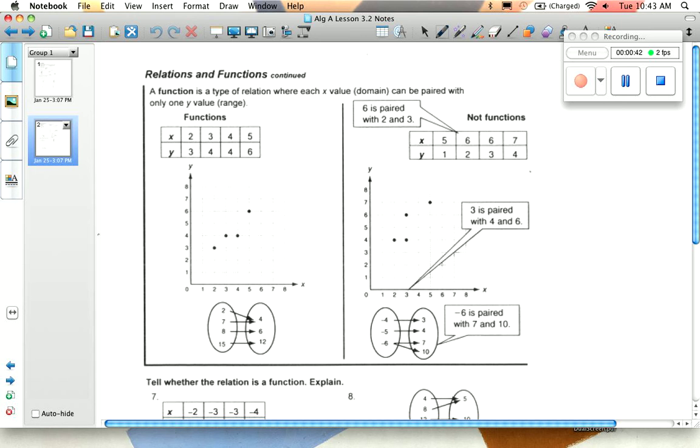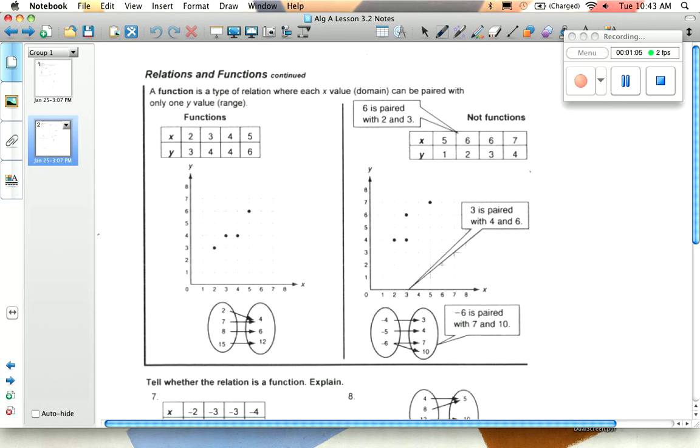So when we talk about a function, it's a special type of relation, and it has some standards it meets. It's a type of relation where each x value, and remember the x values come from the domain, can be paired with only one y value in the range. And that's really important, that order.